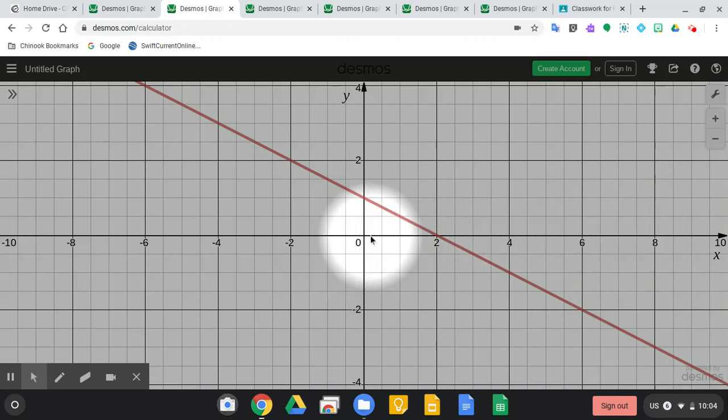When we're talking about the range, we ask ourselves two questions. Does it go down forever? Does it go up forever? And again, that question is also yes.